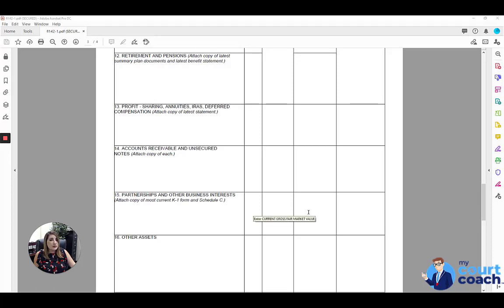Fair market value. Sometimes we don't know the value of a business because it hasn't been appraised yet. If you do have a value for the business, then go ahead and list that. Otherwise, you can say to be determined or needs to be appraised.